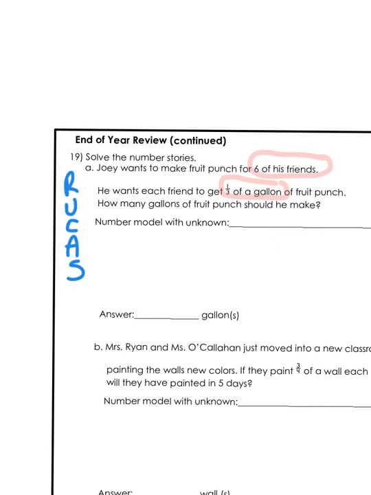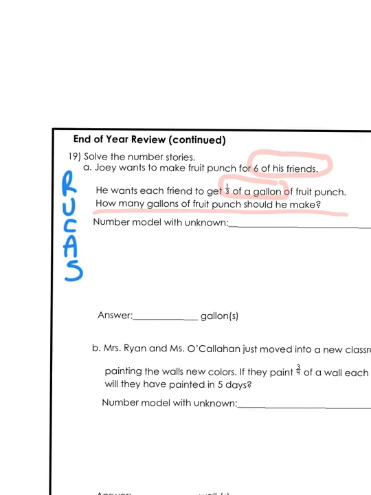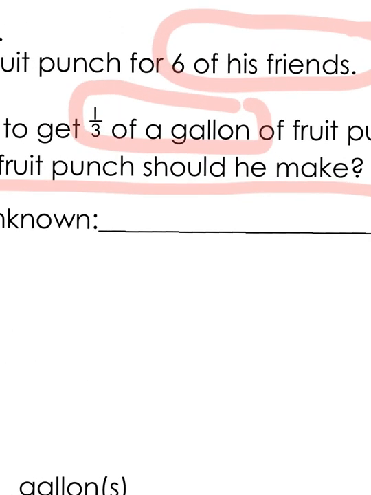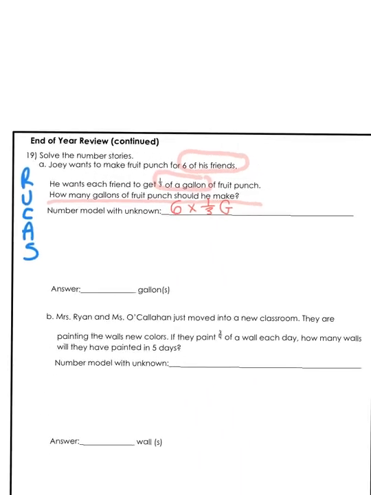There's my question. How many gallons? So I need an action plan. I need a strategy. What am I being asked to do here? Well, 6 friends, and they each get 1/3 of a gallon. That sounds a lot like a multiplication problem. So what am I multiplying? Well, 6 friends times 1/3 of a gallon. Okay, so 6 times 1/3.